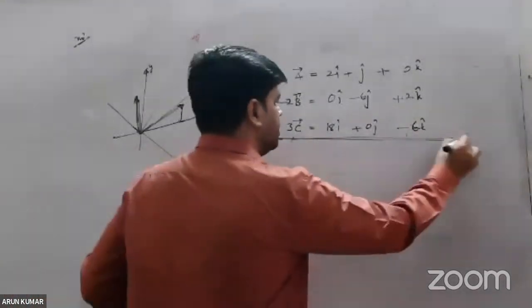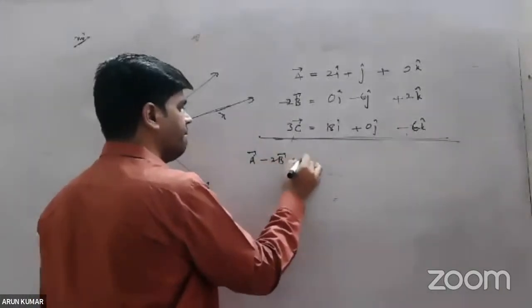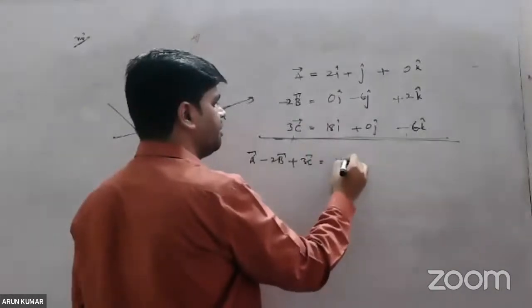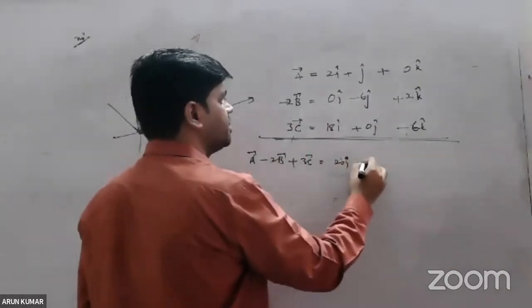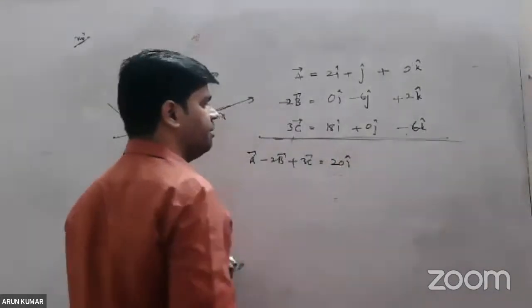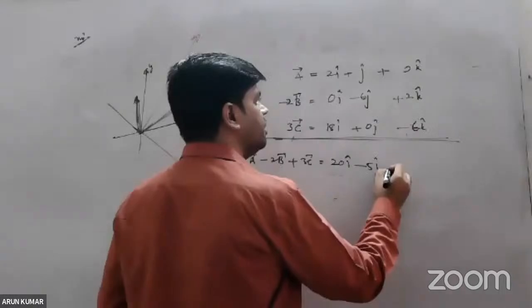Now I have to add all these three, then I get a bar minus 2b bar plus 3c bar is equal to what? Is this 18 plus 2 is 20 I cap minus, tell me the answer now. 20 I cap. Minus 5j cap. Okay. Minus 4k cap.